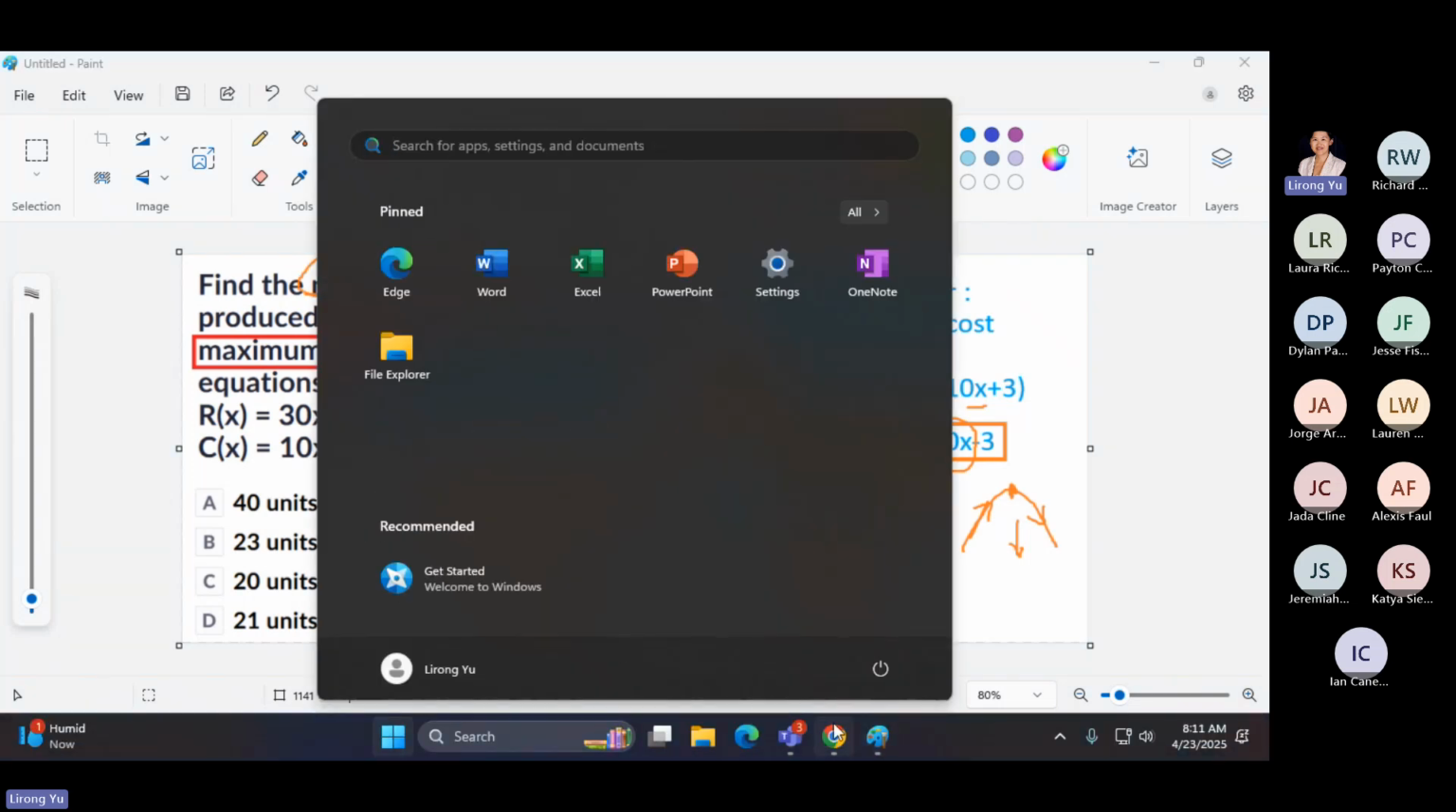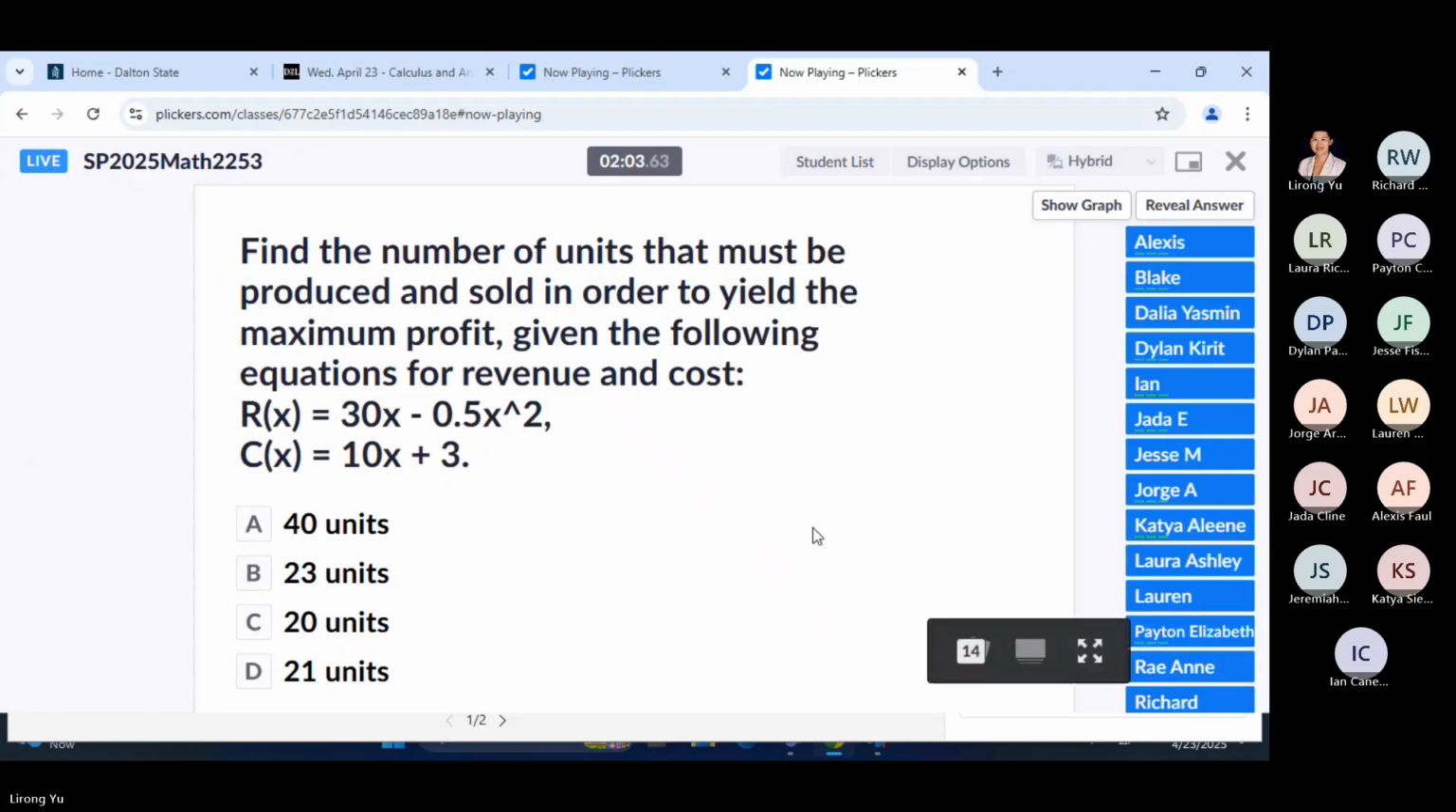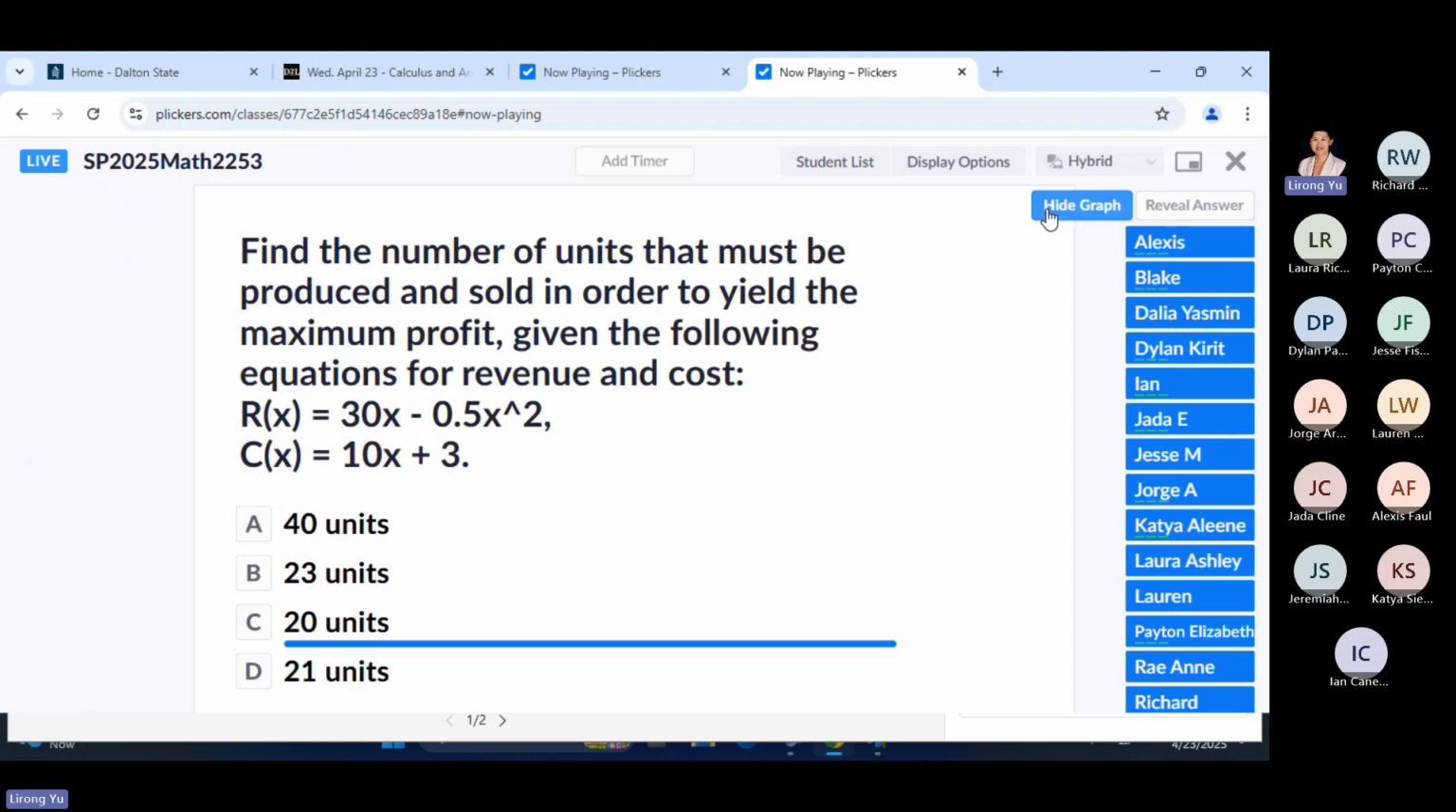I hope that you finished your calculation. Okay. Let me try to solve. Yes, so the answer should be 20 as in the calculation, and that will be today's attendance question.